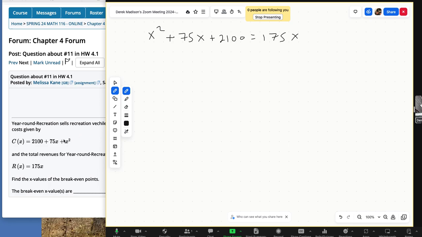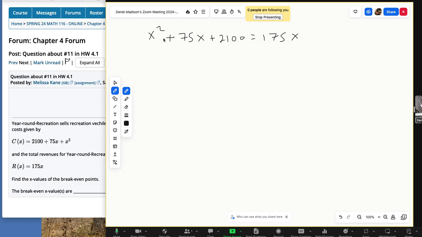So this one gives us a cost function and a revenue function, and that's asking us to find the x values of the break-even point. So if we're looking for break-even, that's the place where the cost equals the revenue. So for instance, if it cost me $2,000 to make something and then I sold it for $2,000, right, I broke even because the cost equals the revenue.